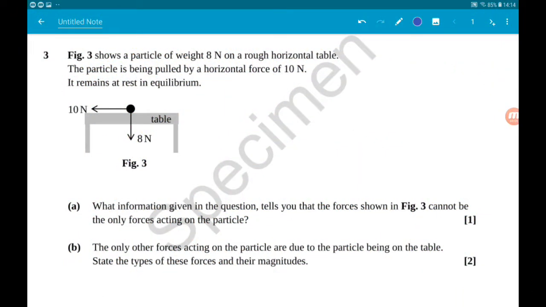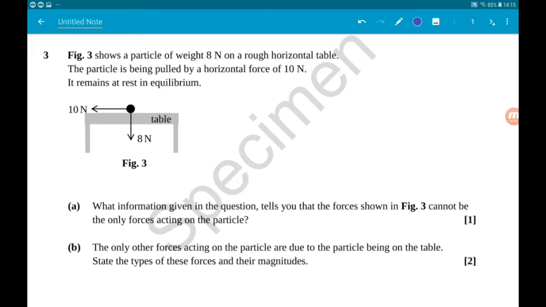Okay, number 3, first bit of mechanics. So figure 3 shows a particle of weight 8 newtons on a rough horizontal table. Now when they put the word rough in when describing a surface, that means friction is a thing. If we're told the surface is smooth, we ignore friction. So here there is friction. The particle is being pulled by a horizontal force of 10 newtons. It remains at rest in equilibrium.